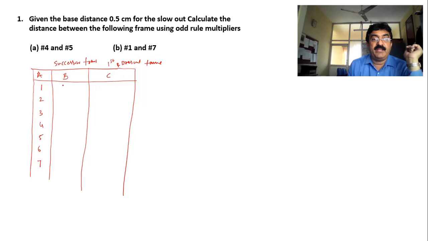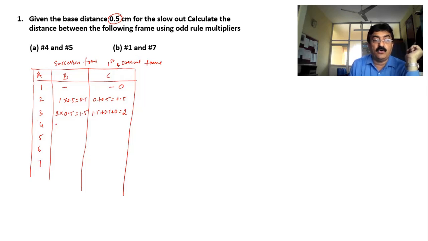Between first one and first one, no distance. Between first one and second one, the frame distance is an odd multiple of the base distance. The base distance is 0.5, so it is 1 into 0.5, that is 0.5. And this is 0 distance. Now the total distance is 0 plus 0.5, that is equal to 0.5. Second distance, between 2 and 3, is 3 into 0.5, that is nothing but 1.5. Now the total distance is 1.5 plus 0.5 plus 0, that is nothing but 2.